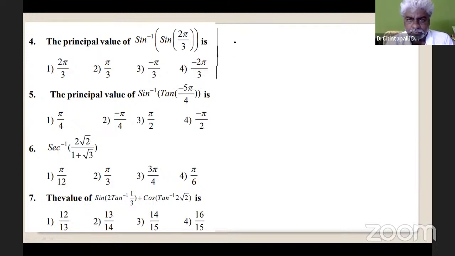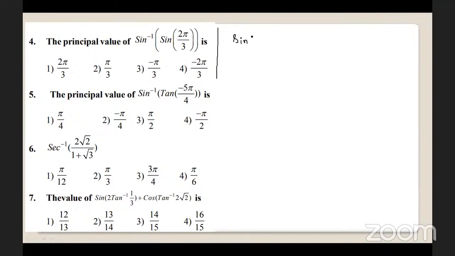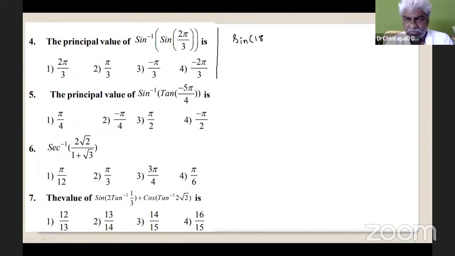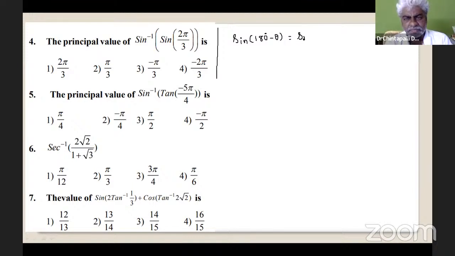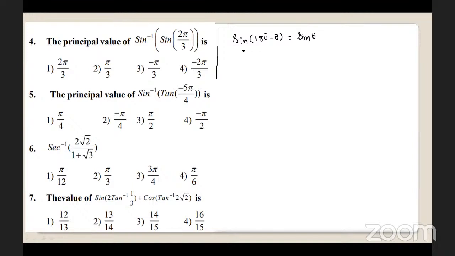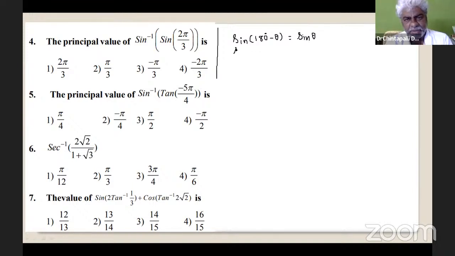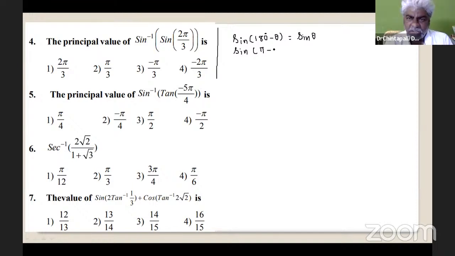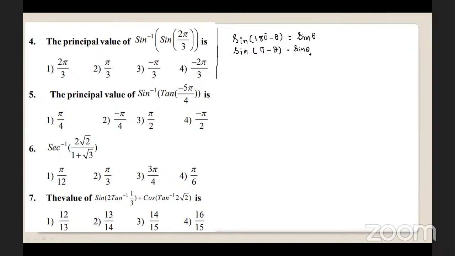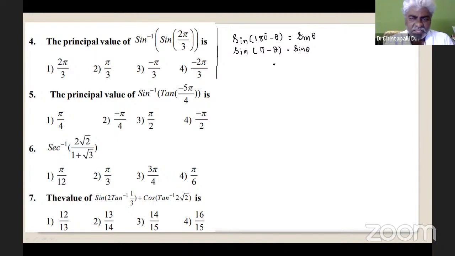See, what is sine of 180 degrees minus theta? Do you know? Minus sine theta, sir. No, in the second quadrant, sine is positive. Oh, yes, sir. Sine theta. Correct. 180 degrees means pi, right? Sine of pi minus theta is equal to sine theta. Agree?